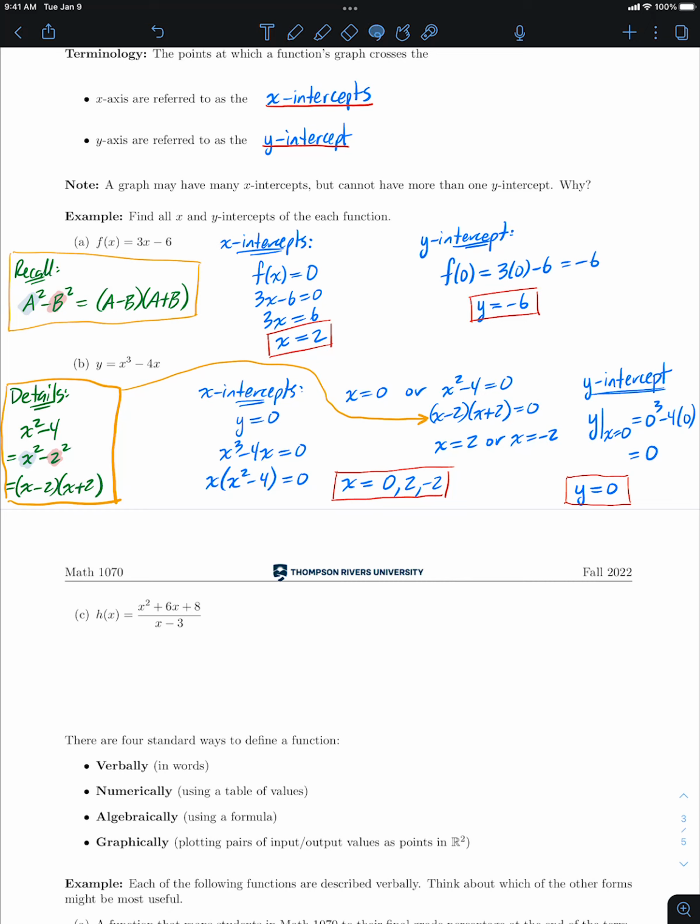But so the upshot here is you want to find the x-intercepts, just set the function equal to 0. Your solutions will give you the x-intercepts. If you want to find the y-intercept, just plug in 0. And whatever you get as an output value, that is your y-intercept.